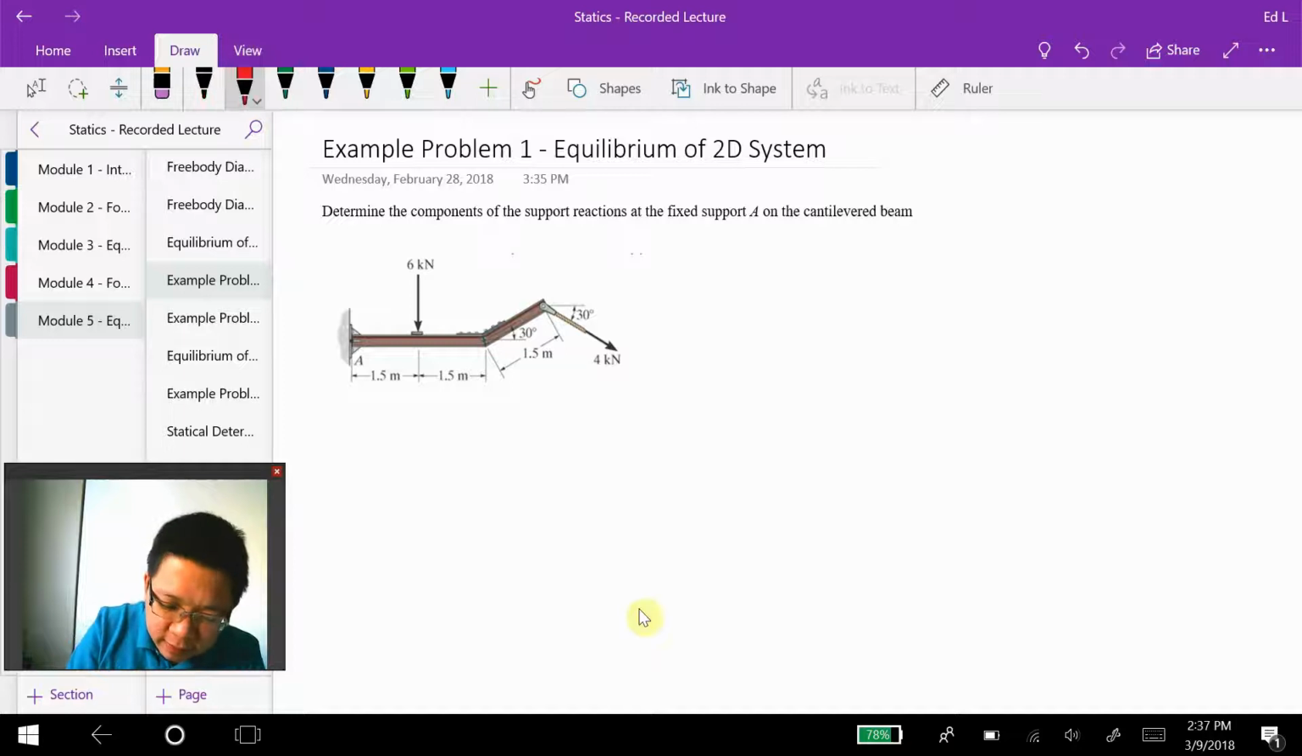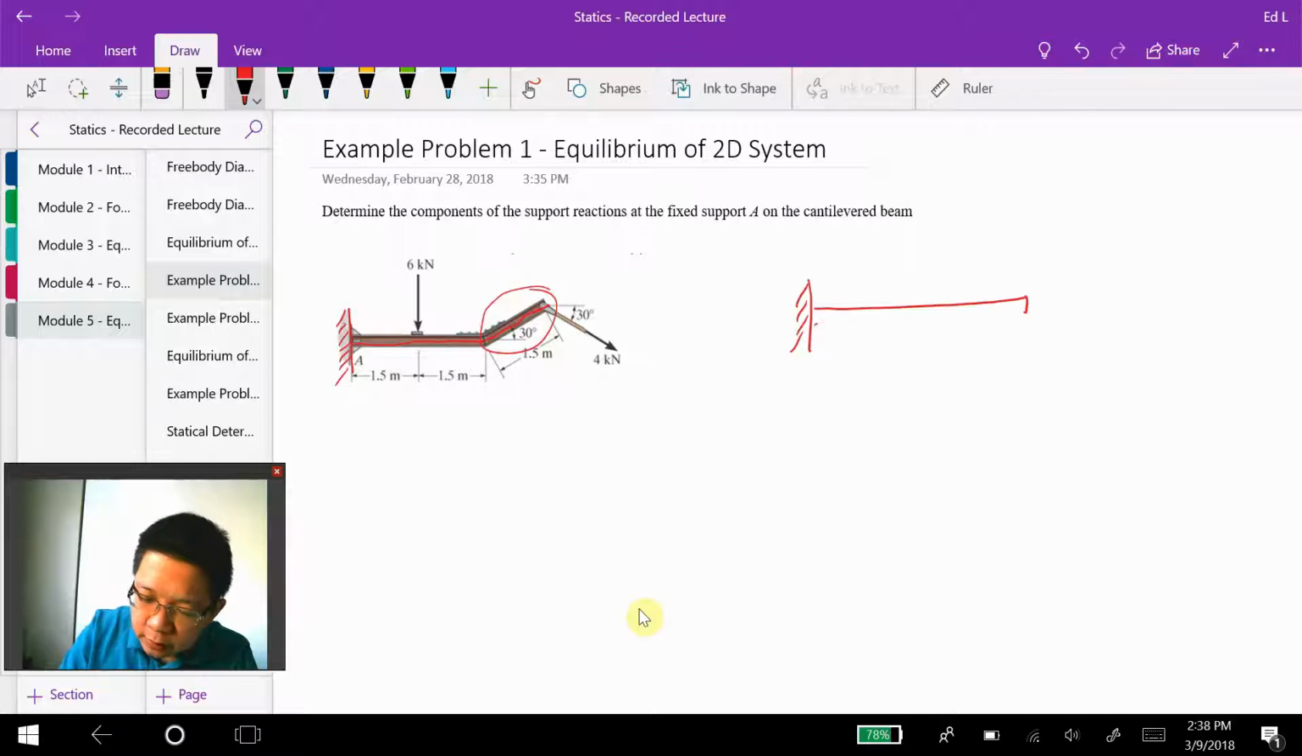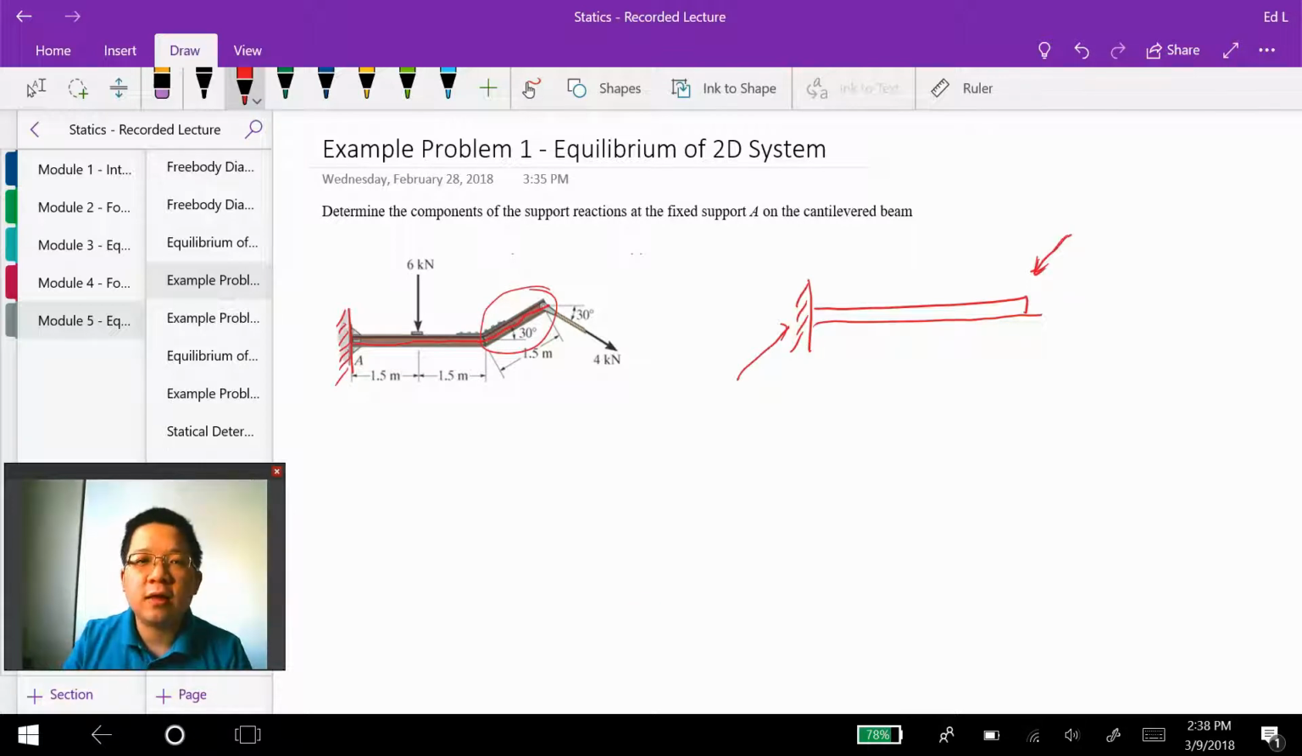So this is the cantilever beam. It is not straight because it has this portion that is going up, right? And this beam is fixed at point A. Basically in structural analysis, when we have a beam that is fixed at one end and free at the other end, so this end is fixed and this end is free, we call that structure a cantilever structure or cantilever beam.